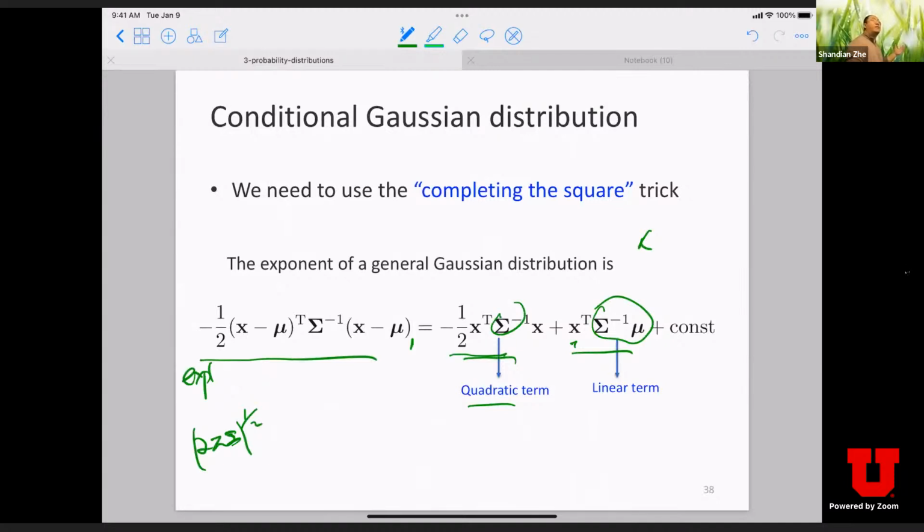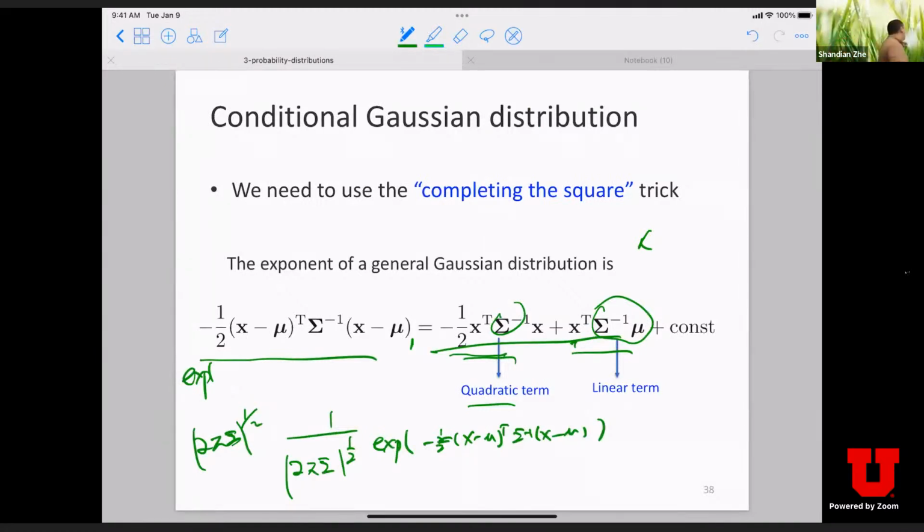Does it make sense? Any question regarding that? Because the general Gaussian distribution follows this form: 2 pi sigma to the half, e to the power minus one half x minus mu transpose sigma inverse x minus mu. So if we do some simplification, look at this here. You see that all terms in the exponent that relate to x are just the quadratic term and the linear term.